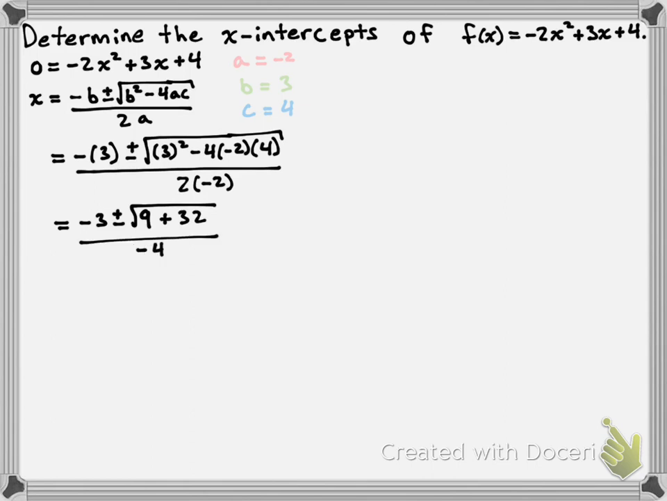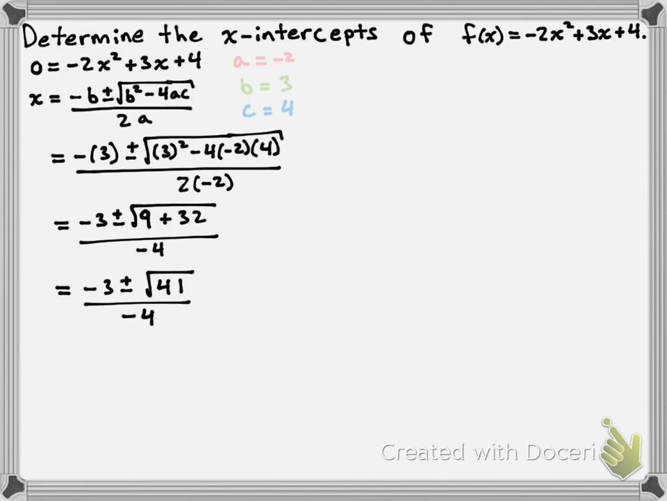Next, underneath our square root, we've got 9 plus 32. Well, that's going to be just 41, so our next line is going to be negative 3 plus or minus the square root of 41 divided by negative 4. Okay, and now we have to deal with the square root of 41. Now, the square root of 41 is going to be another one of those cases where we're not going to get a nice whole number or a fraction or anything like that. We're going to have to do some rounding.